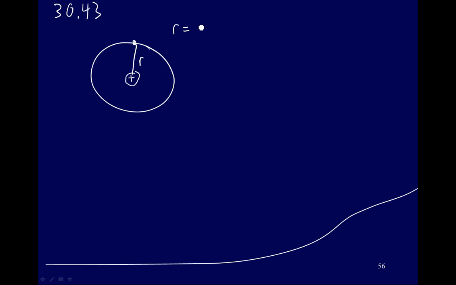I had a question about textbook problem 30.43, and this is one where we have an electron moving in orbit about a proton, and they tell you what the radius of that orbit is. It's the Bohr radius, which they give you the number for from the book.